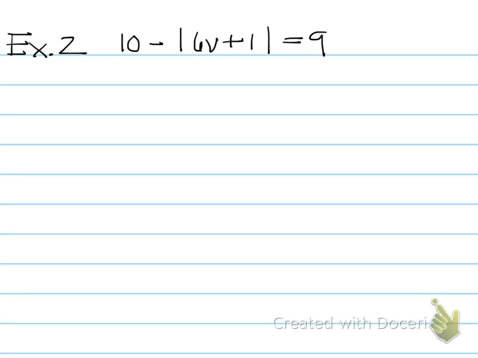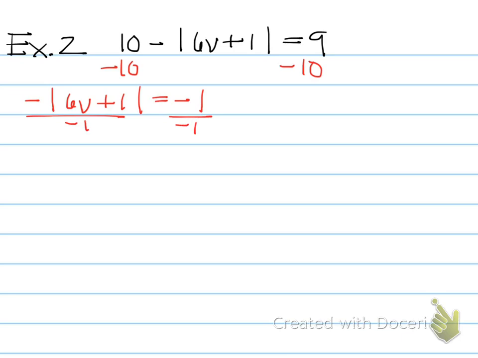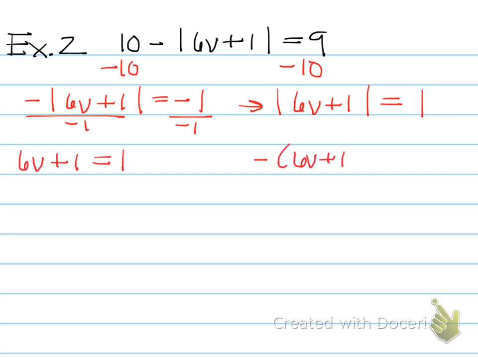All right, next, again, we want to isolate the absolute value bars by subtracting 10 from both sides. When we do that, we'll get negative absolute value of 6v plus 1 equals negative 1. And then again, I want just the positive absolute value bars isolated on one side. So I'm going to divide both sides by negative 1. When I do that, I get the absolute value of 6v plus 1 equals 1. And then I'm going to write my two equations, one where the quantity inside the absolute value bars is positive and one where the quantity is negative.